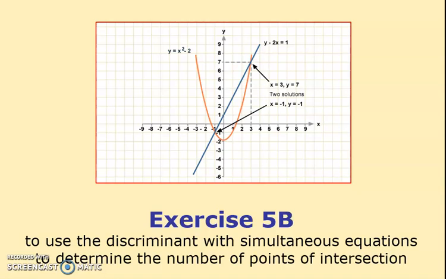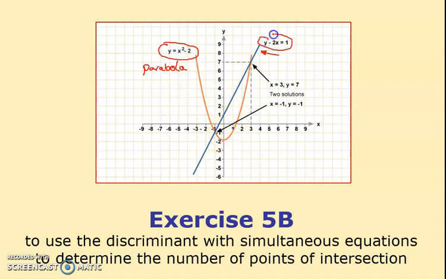Okay, another look at simultaneous equations, looking at the intersections between, say, a straight line and a quadratic, for instance. And here we've got a quadratic, y equals x squared minus 2. Notice the familiar shape, what's called a parabola. The parabola is this U shape, and then we have a linear expression.